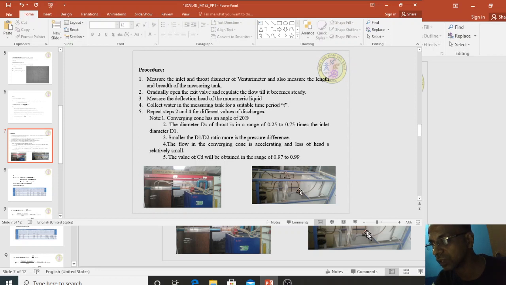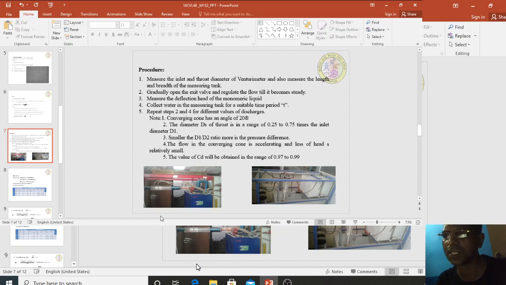Here and here the valves are there, you have to open it gradually. Here also it is very difficult to see. Here also there is a valve, you have to open it and regulate the valve. As I said earlier, initially more time is taken because the valve opening will be less. Gradually we are increasing the valve opening, so the time required to fill the water in the tank gets reduced.